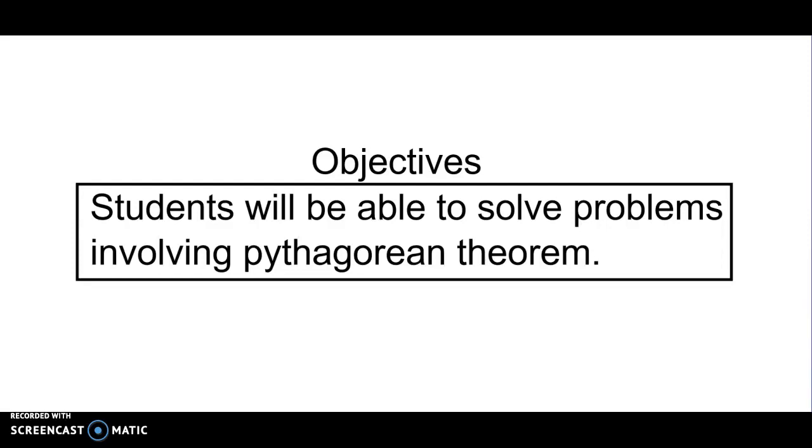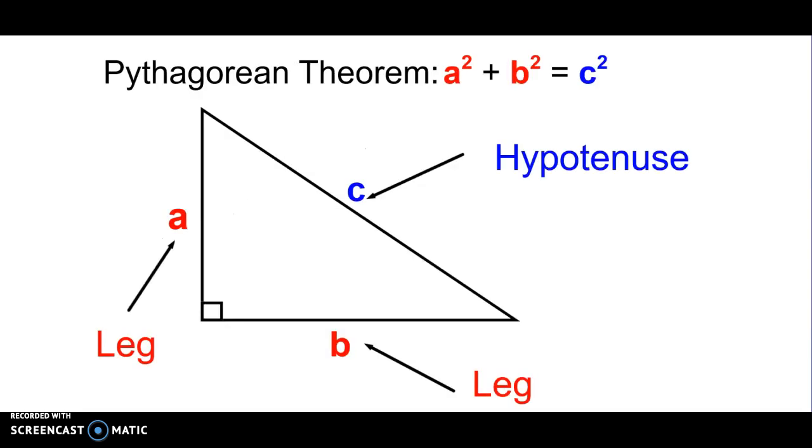All right, today our objective: you will be able to solve problems involving the Pythagorean Theorem. Taking a look at the board, you should see what you already know is the Pythagorean Theorem: a squared plus b squared equals c squared. What do we call the longest side? The hypotenuse. The other two sides are both legs. A and B are interchangeable. I could call one A and the other B, or switch it. It doesn't matter as long as C is the hypotenuse.